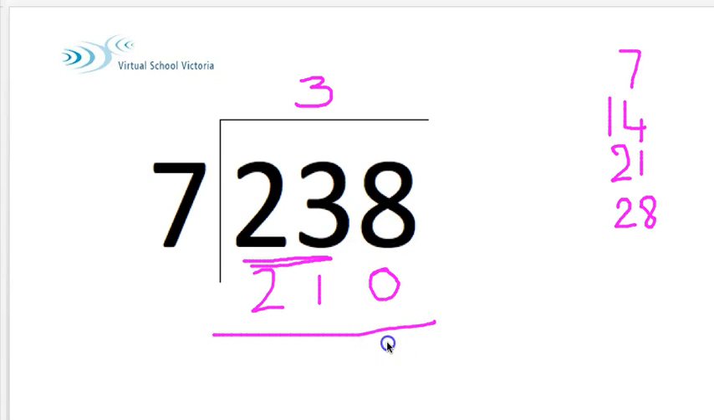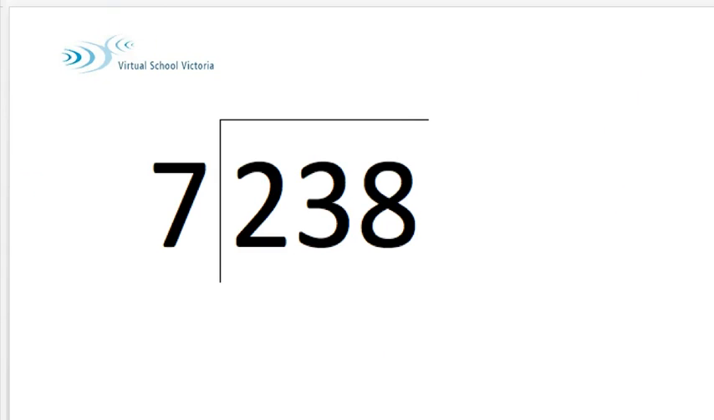8 take away 0 is 8. 3 take away 1 is 2. So I've taken out 30 sevens because it's in the tens column. Now, 1, 2, 3, 4. I have got 34, and I've actually taken out 28. And of course, I'm left with nothing, so I've shared 238 evenly between 7 groups. So there's lots of different strategies. I've just shown you a few. Now let me see if I can get back to the right one.